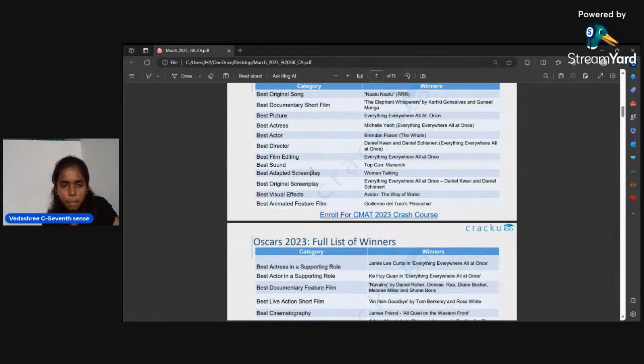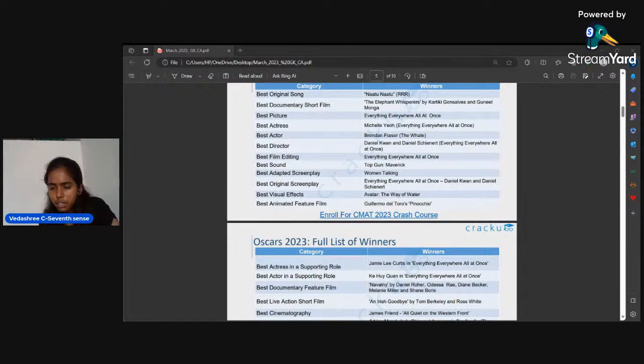Here are some categories and here are some winners. You can search in Google. You can check out the previous year's PGCET question papers. You can check out previous year's question papers also.